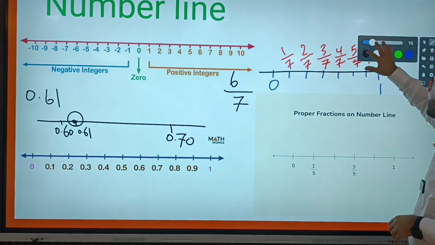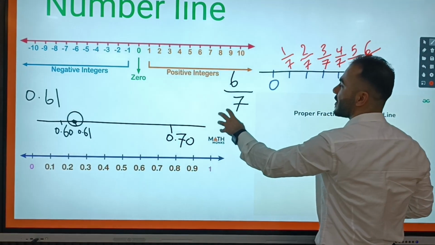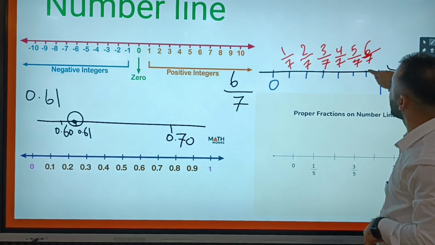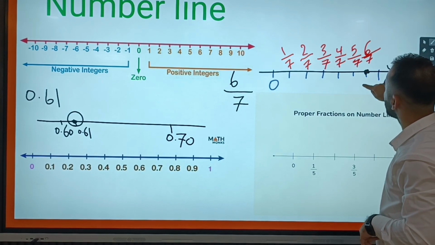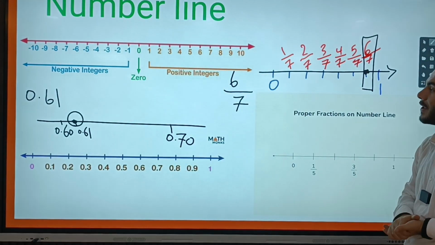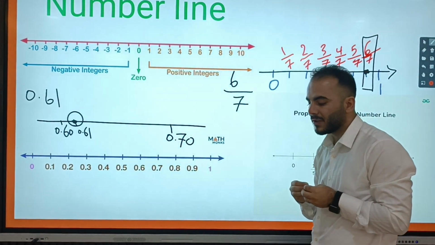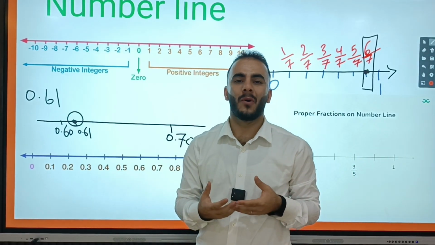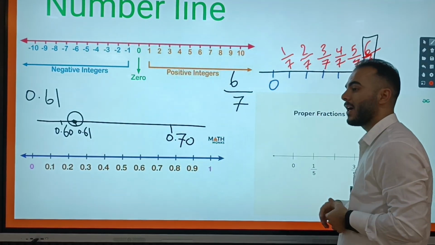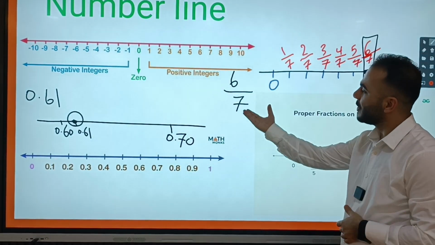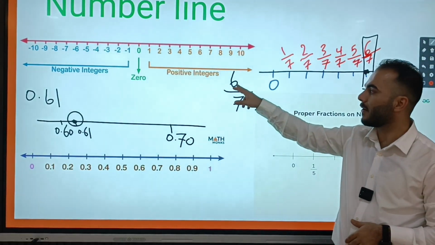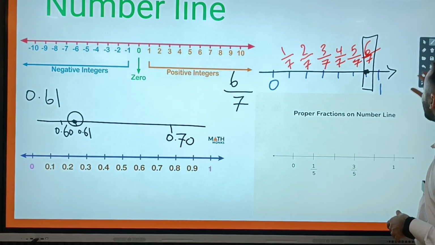So if you want to plot 6 over 7 on this number line, we are going to say that 6 over 7 is exactly over here. You can just mark it like this. That is 6 over 7. So when we have a fraction, the denominator will decide how many parts we have to divide that distance into. Here it is 7, so we divide it into 7 equal parts, and we find the numerator parts.